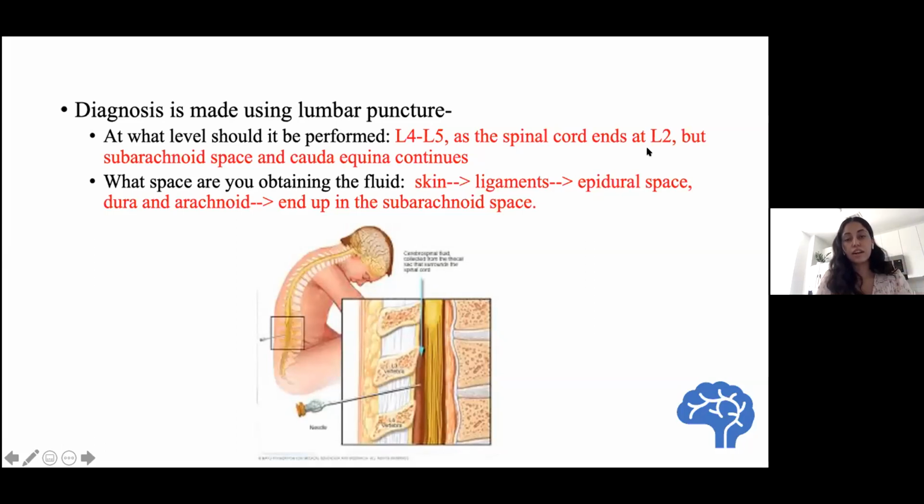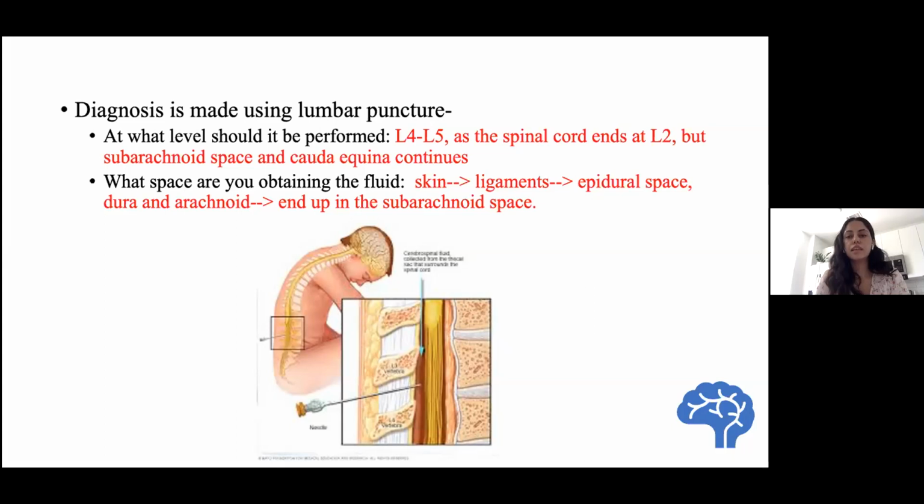The spinal cord itself ends at L2, but the subarachnoid space and cauda equina continue beyond that. This way, you're sure that you're not hitting the spinal cord and you're not going to cause any damage to the patient. And the space that you're entering, again, you go from the skin, through the ligament, through the epidural space, through the dura and the arachnoid, and you end up in the subarachnoid space where the CSF is, and then you collect the sample from that.